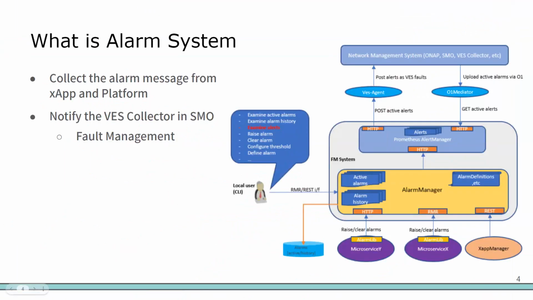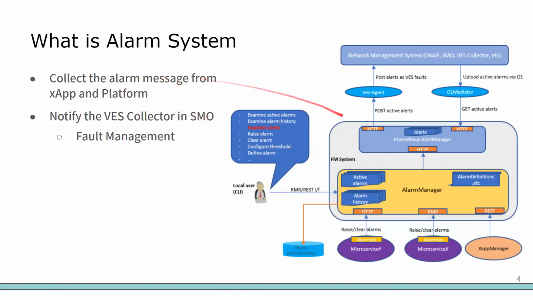So first, why do we need the alarm system? Because our component and the SF are running, but if we don't have the alarm system, we don't know the running status. So we need the alarm system to monitor the running status.